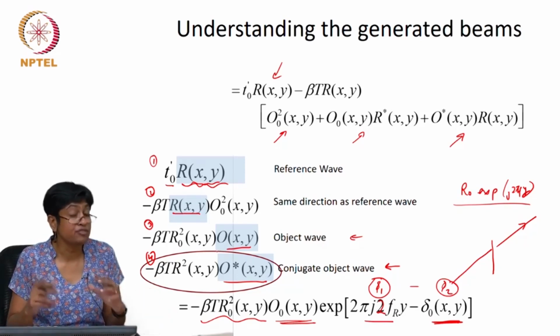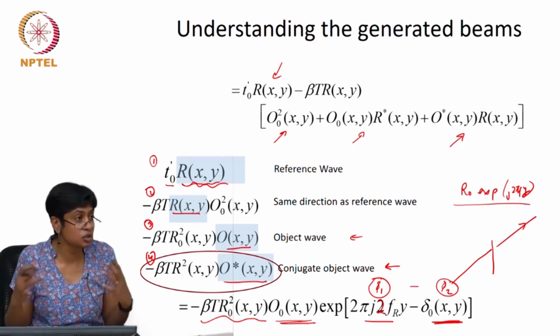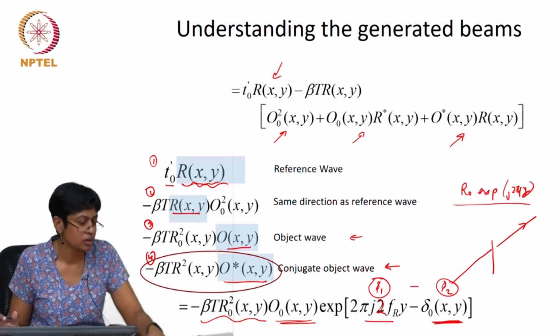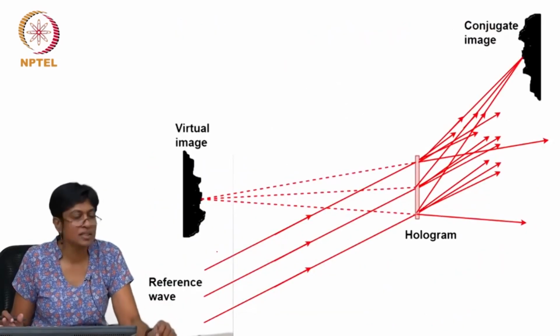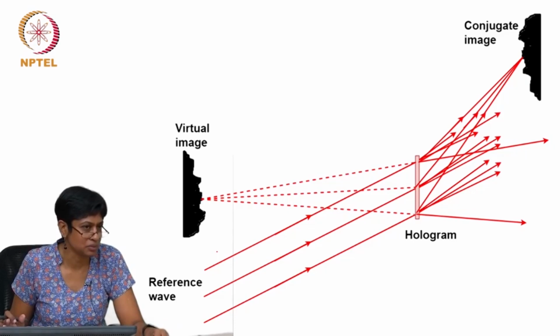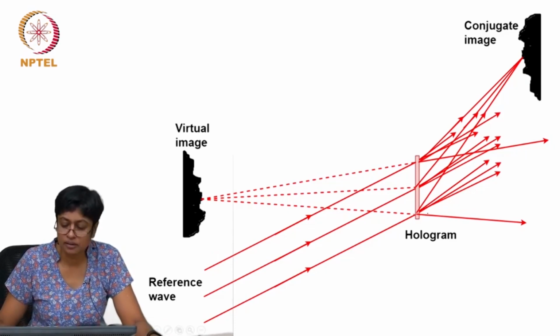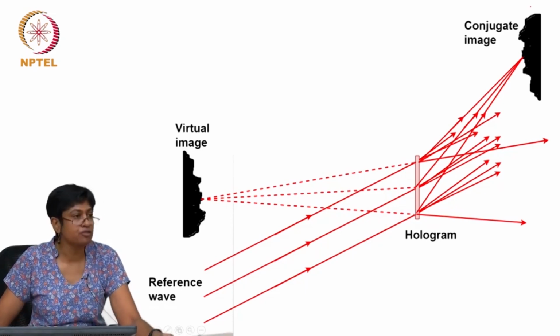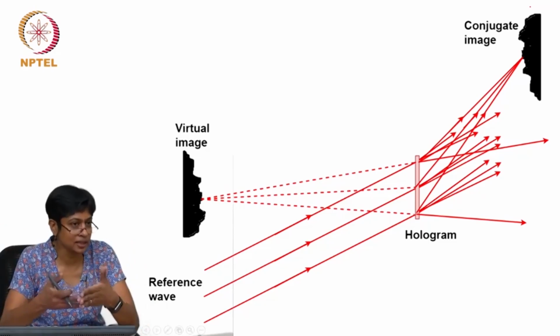At first glance it may appear like you have created two objects, and in a sense you have, but it turns out one is a real object and one is a virtual object. When you illuminate, you will have light that converges, forming the conjugate beam. It is not in the same position as the original object, but the image is actually formed by light focusing and coming to that point.